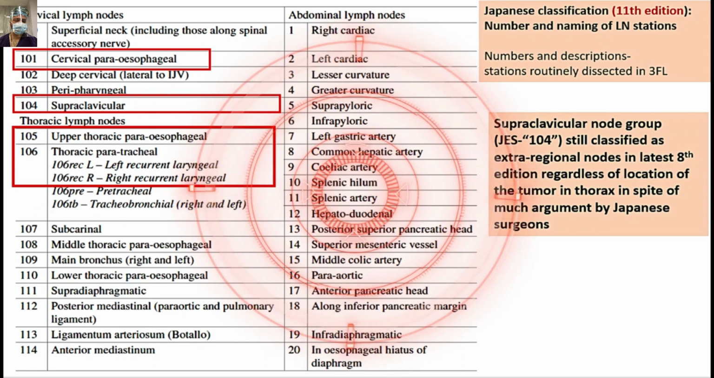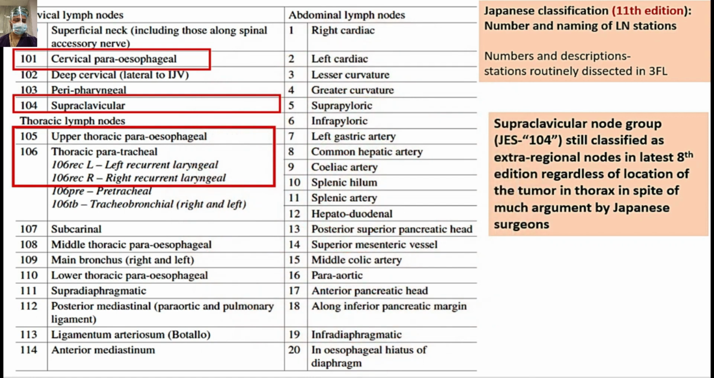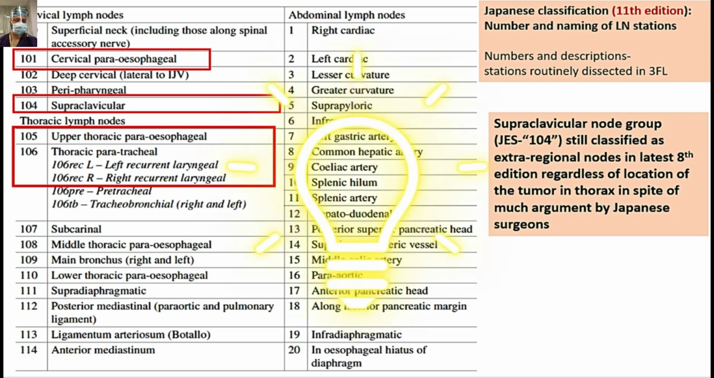So the abdominal lymph nodes are numbered from 1 to 20, and the thoracic and cervical lymph nodes are from 100 to 114. And one major difference is that the supraclavicular lymph node group, station 104, is still classified as an extra-regional node in the latest 8th edition of AJCC, so it becomes M1 status, but it is still a regional lymph node as per the 11th edition of the Japanese classification of lymph nodes for carcinoma esophagus.